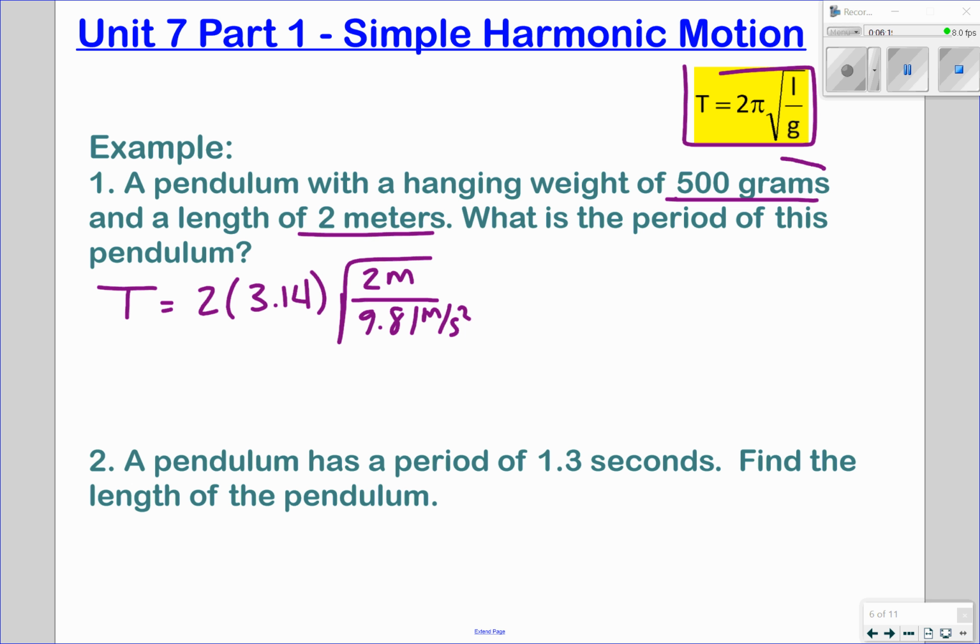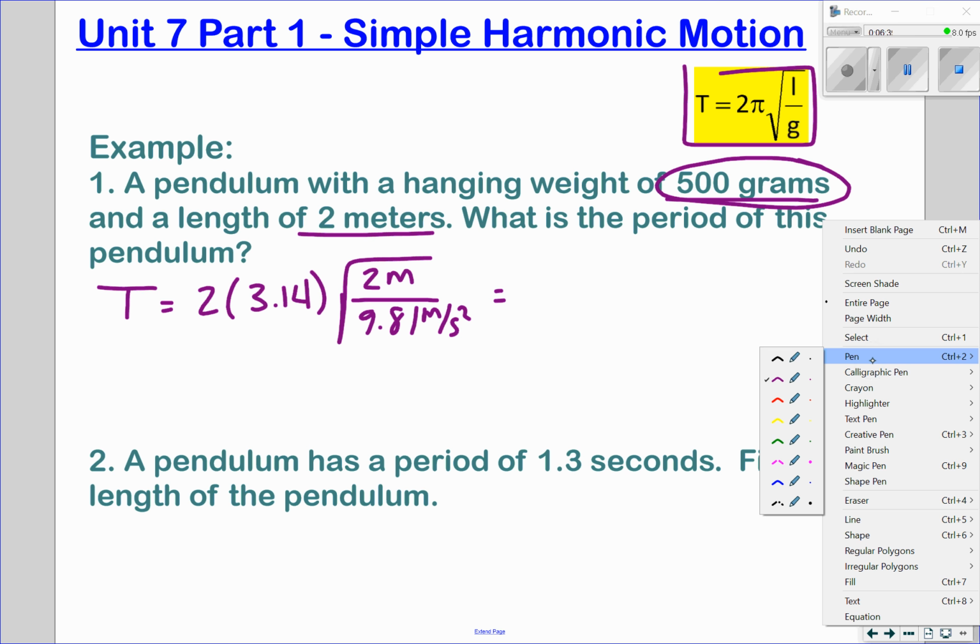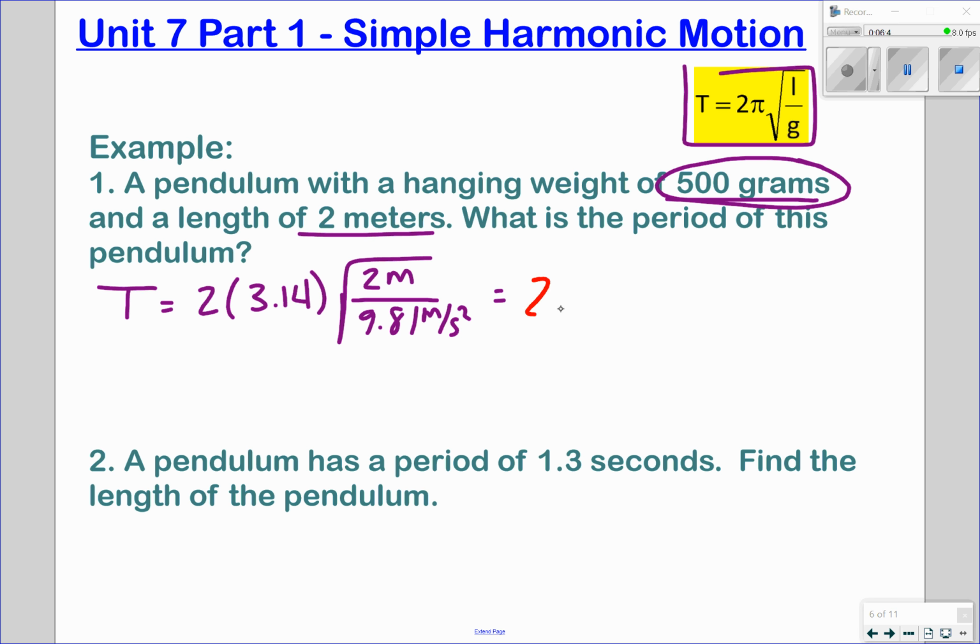Notice we didn't even use this 500 grams because, like I just said, the mass has nothing to do with the period. Once you go ahead and type that into your calculator, be sure to do the division underneath the radical before you do the square root. And once you substitute those values, you get 2.84, and that value is in 3 significant digits, and that 2.84 is a unit of time, so our unit will be seconds.